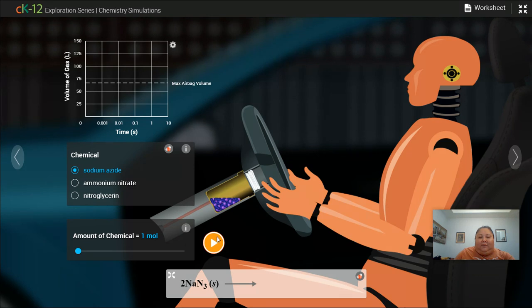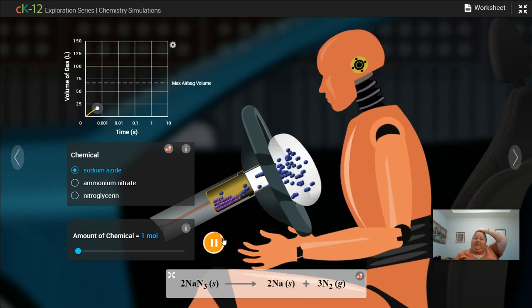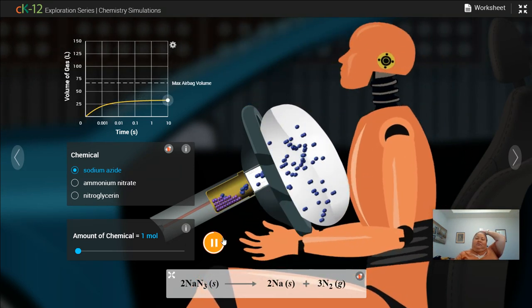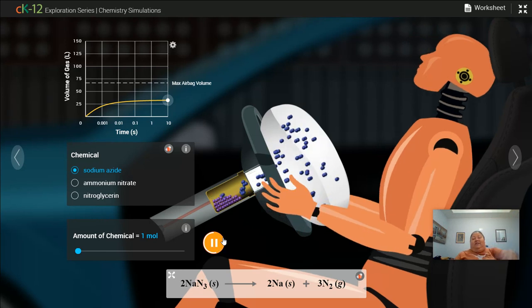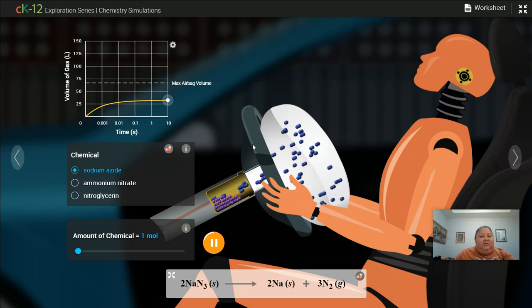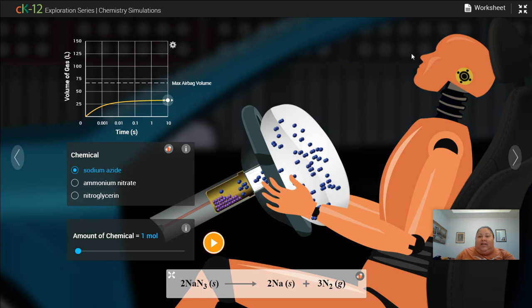Let's see what happens. Is it enough? Was it enough, guys, to save this crash dummy? No. Look at how small it is. It doesn't even cover the whole steering wheel. The person actually was hit by the steering wheel. Guys, sometimes just that simple hit can kill somebody, especially if it's really, really hard.